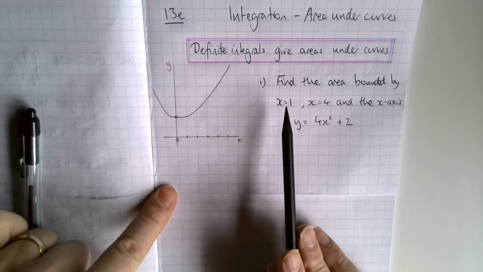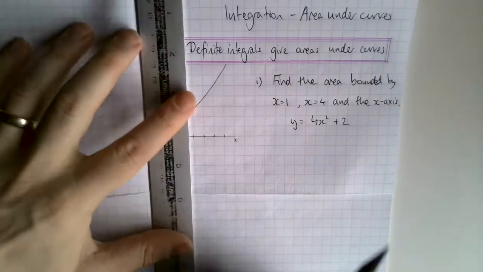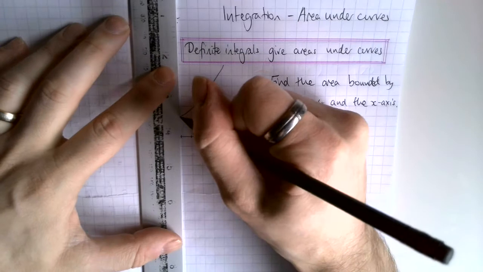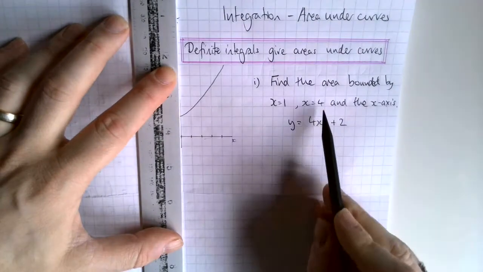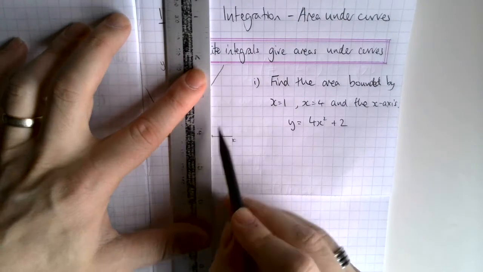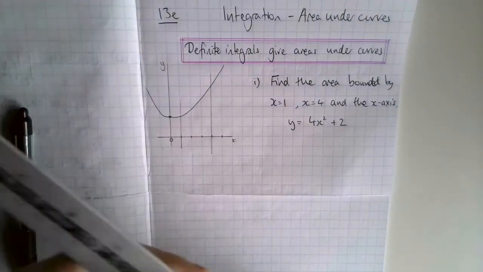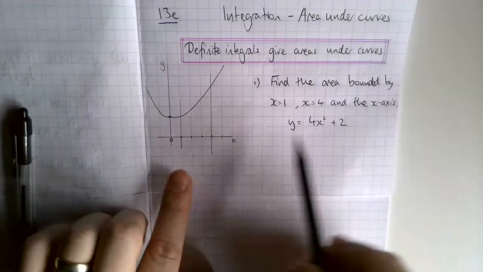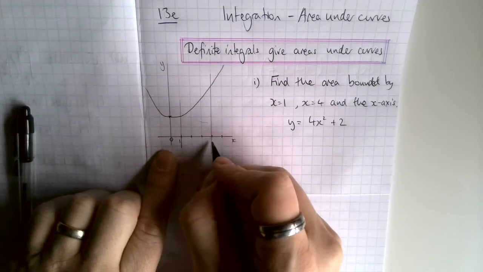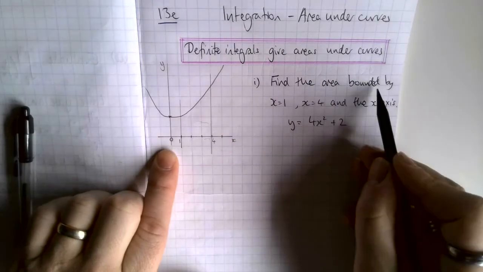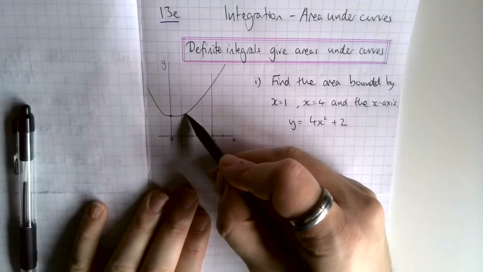But so x equals 1, that's here. X equals 4. And the x-axis as well. Obviously that's this line here. So x equals 1, x equals 4. Find the area bounded by that line, and that line, and underneath the curve. So we're looking at this region.